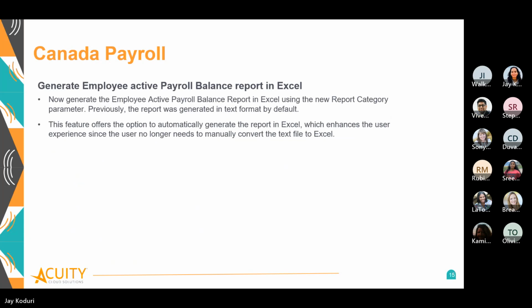The third enhancement we see in Canadian payroll is generating the employee active payroll balance report in Excel. This feature offers the option to automatically generate the report in Excel. Earlier, only text format was the option as an output. Now Oracle has introduced that output in Excel format also. This enhances the user experience since the user no longer needs to manually convert the text file to Excel. The report can be automatically generated in an Excel sheet, and that can be used for further purposes.